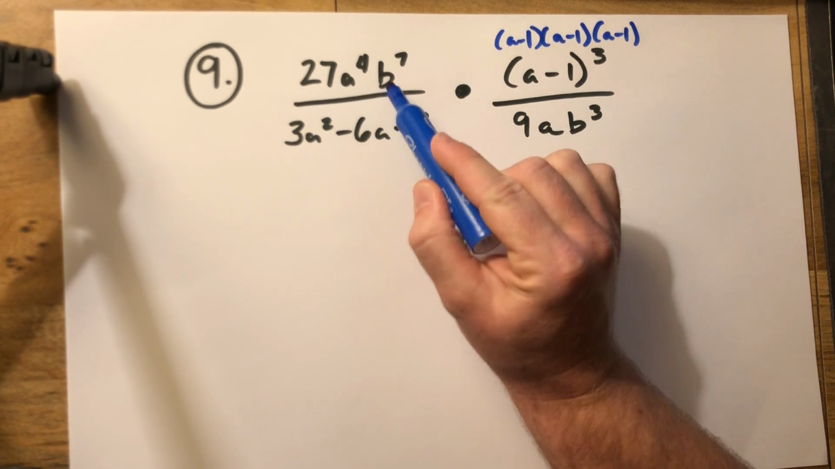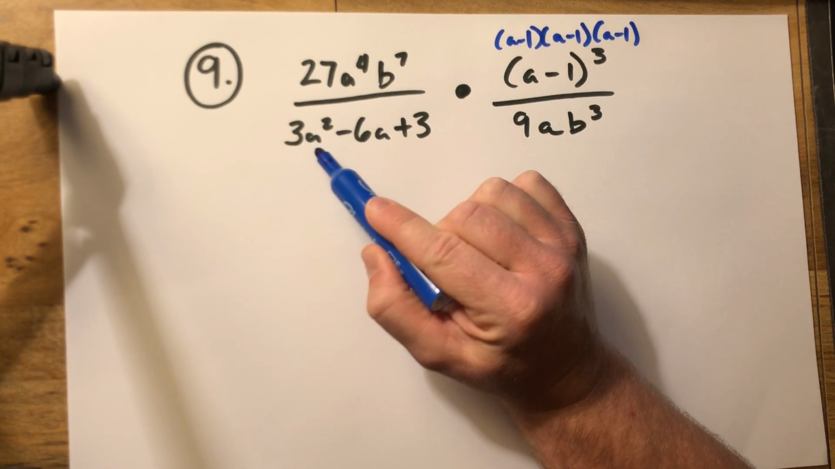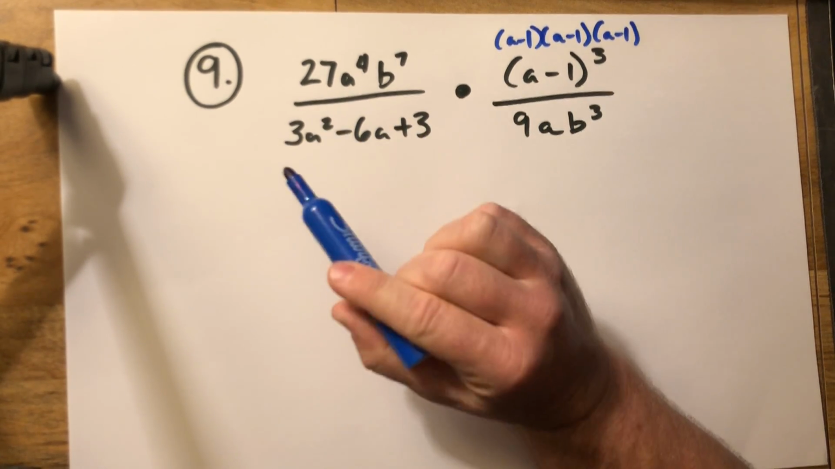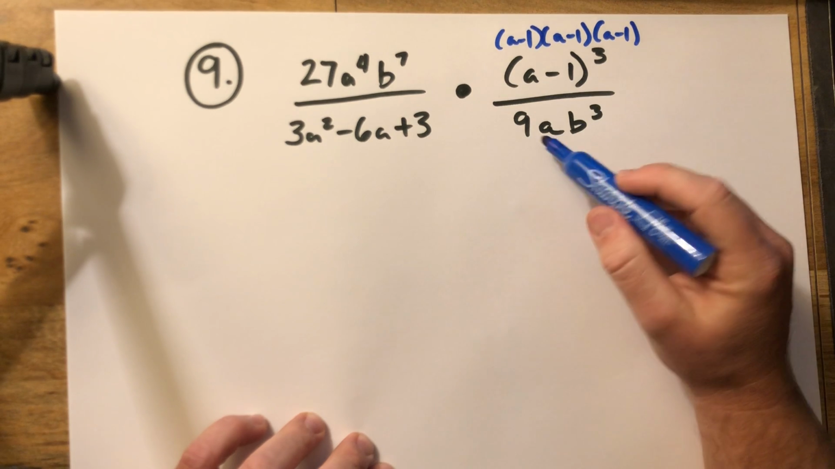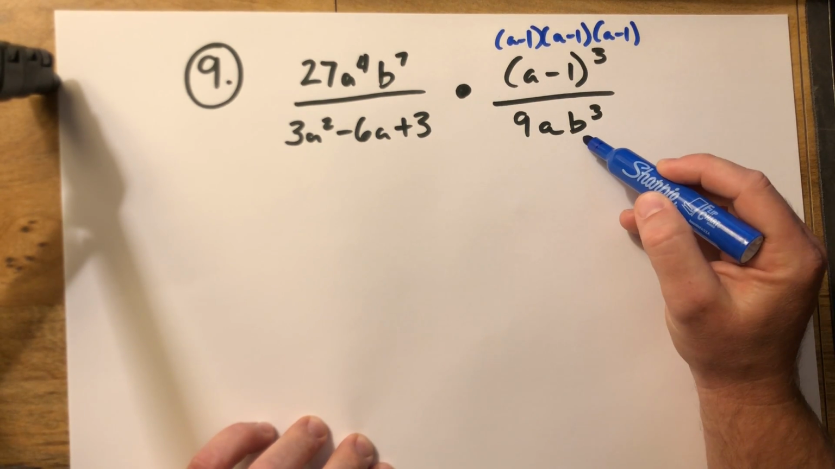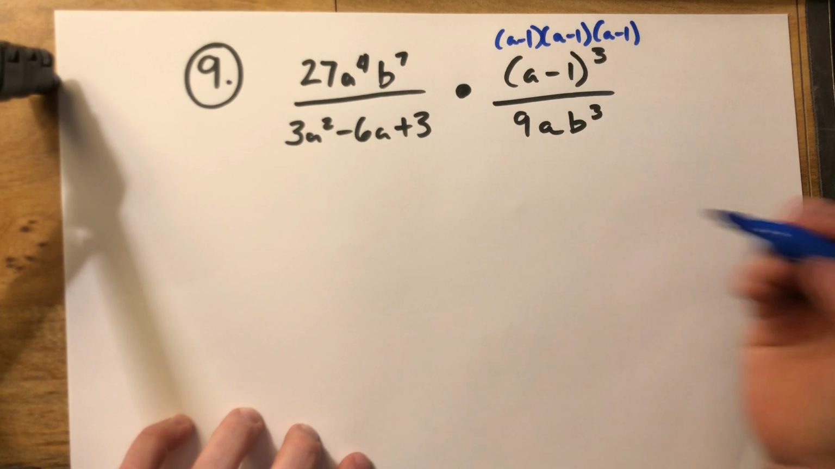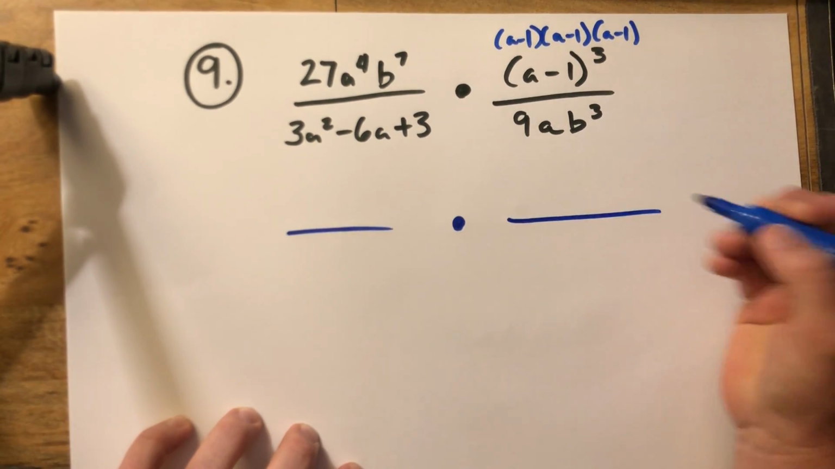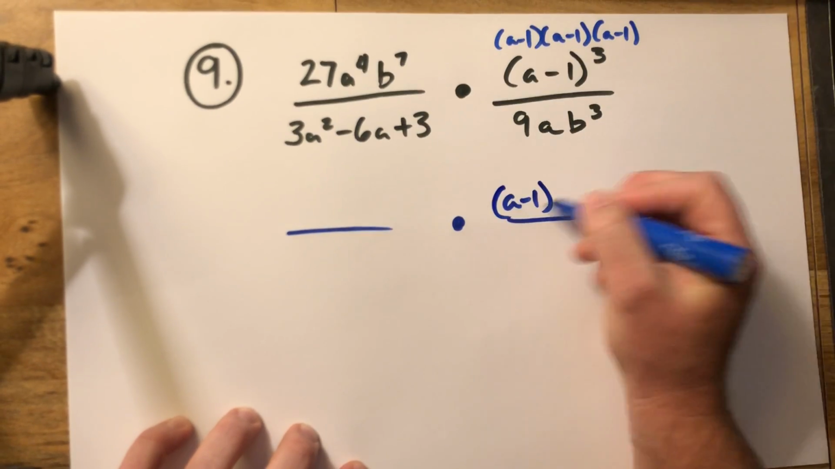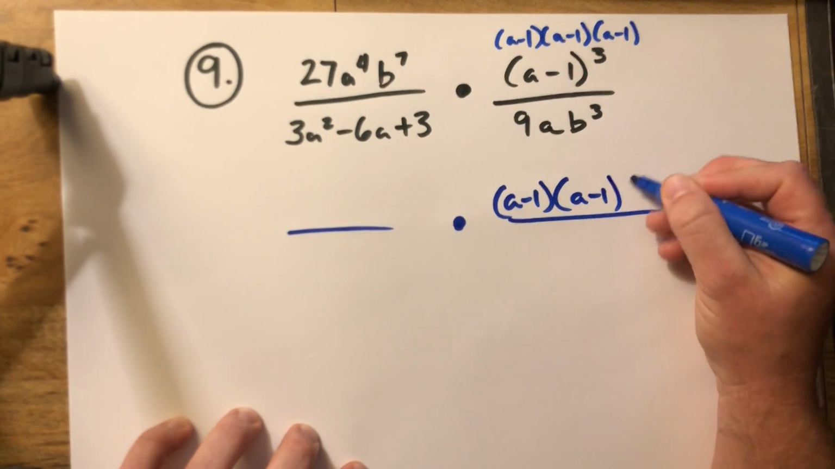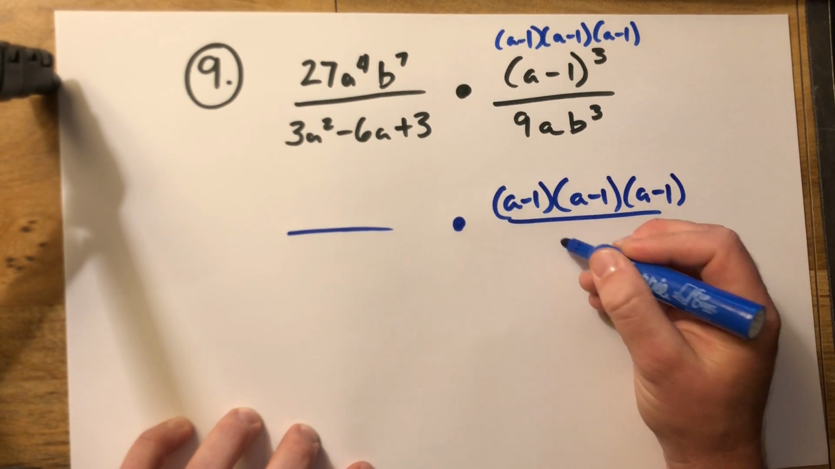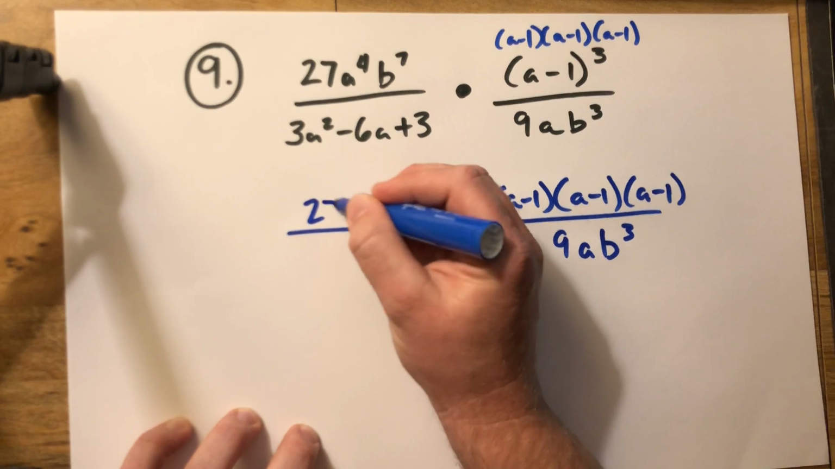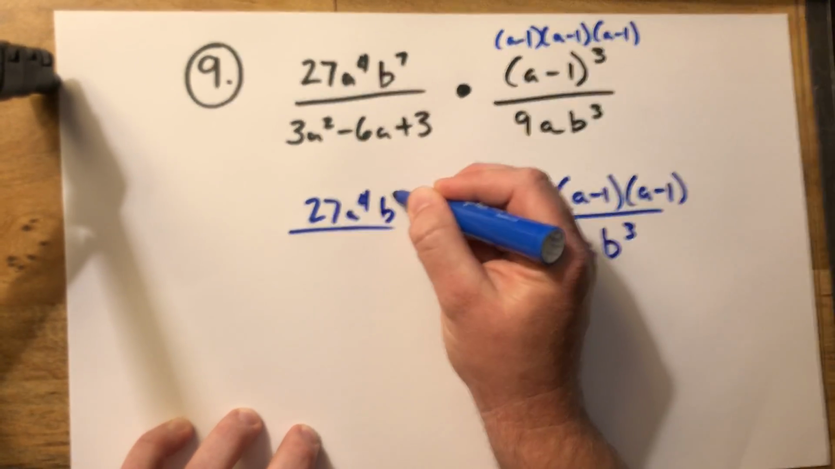Looking at 27, a to the fourth, b to the seventh. 3a squared minus 6a plus 3. I see a 3 to be factored out of that, so let's take a look there. And then the 9ab minus 3. It doesn't look like we can factor anything out except for right here. So let's set up our quadrant idea. I'm going to write that a minus 1, a minus 1, and a minus 1. 9ab to the third. 27, a to the fourth, b to the seventh.